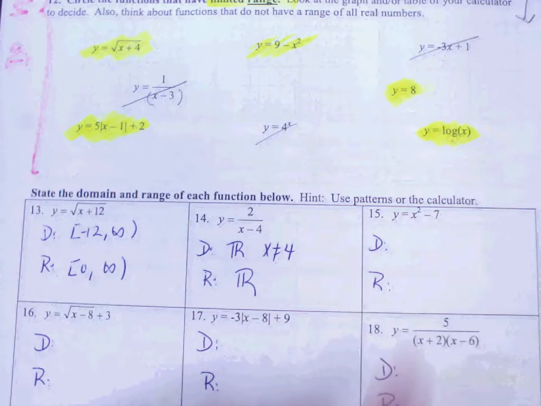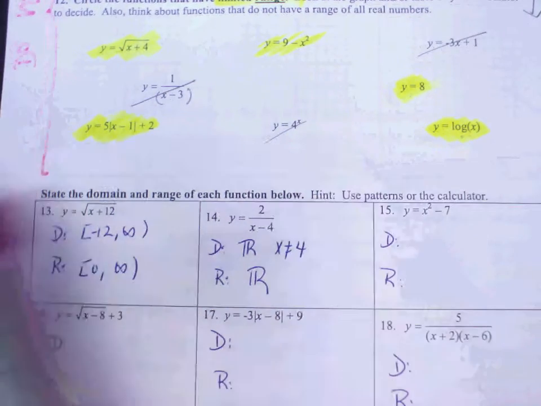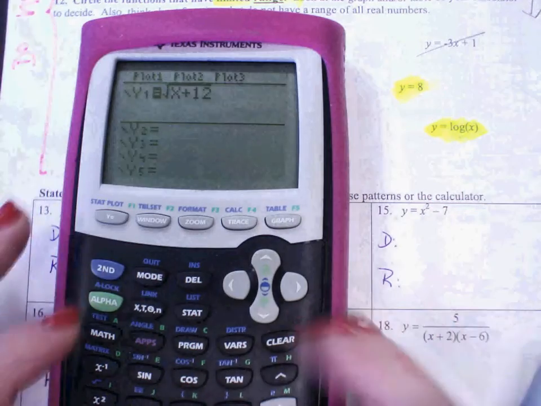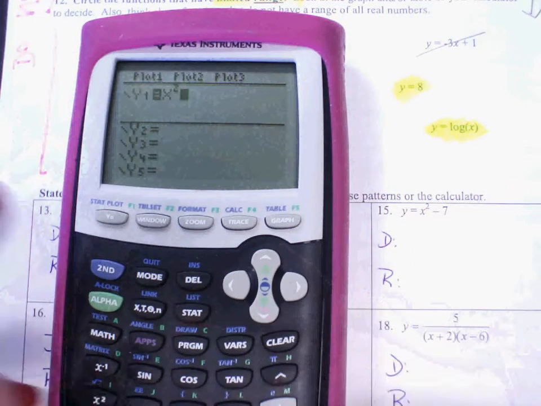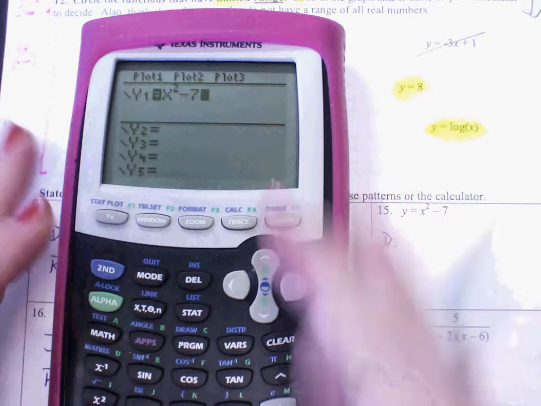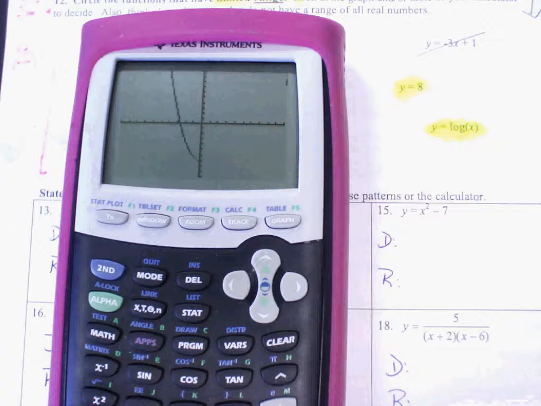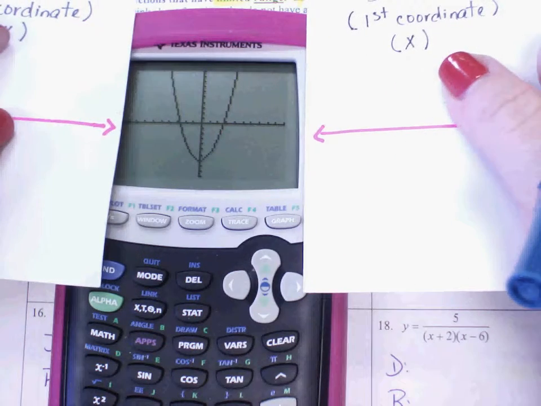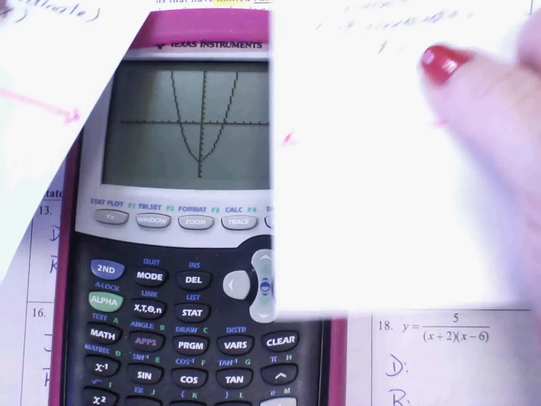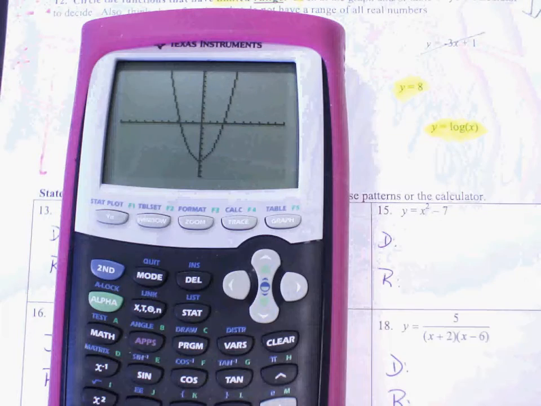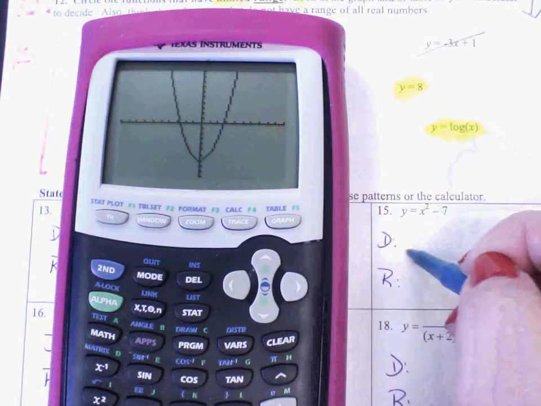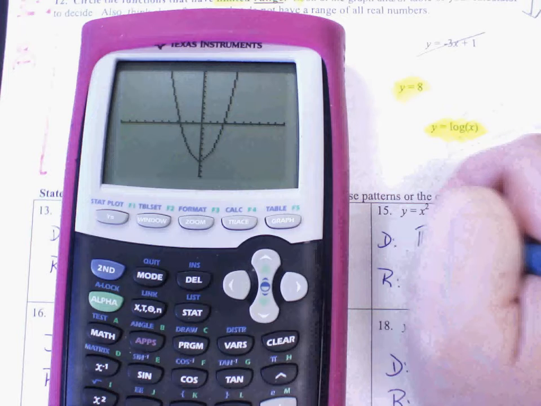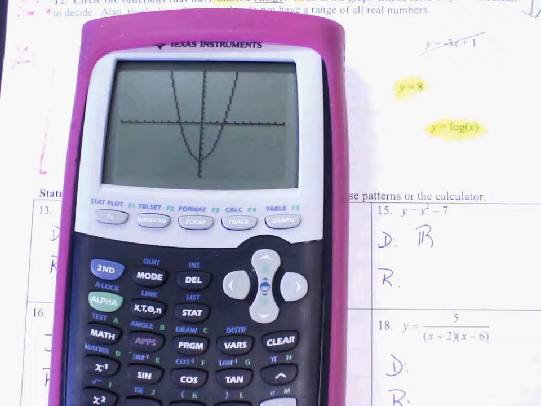All right, let's do this one. X squared minus 7. Let's go to the y equal to and write down x squared minus 7, and let's go ahead and graph it. There it is. All right, so what's my domain? Can I restrain my domain? No, because as it keeps on going higher and higher, it becomes wider. So what's my domain? All real numbers, from negative infinity to positive infinity.